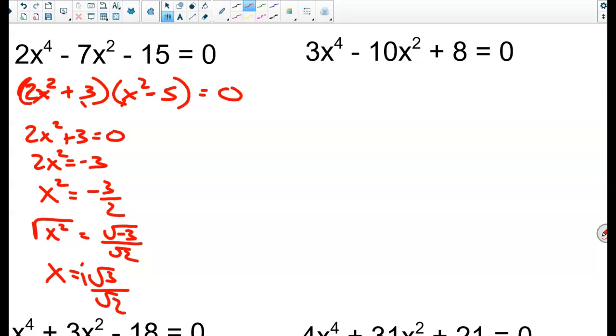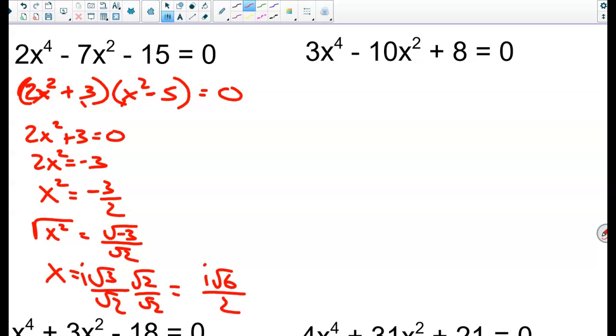Well, we're going to have an i root 3 because it's root negative 3. So I have to take the negative out. And now, root 2 over root 2, this becomes i root 6 over 2. The radical in the denominator goes away. That's how we rationalize the denominator.